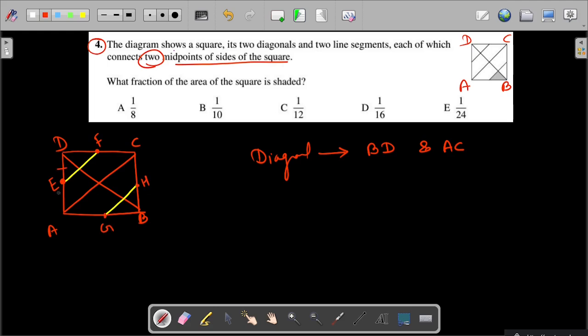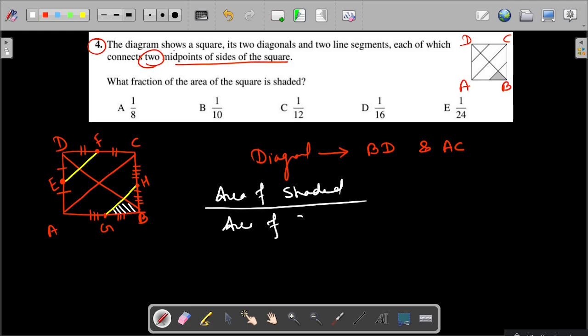So this part is equal to this part. Similarly, this part is equal to this part, and this part is equal to this part. Are you getting this information? It is written clearly that each of which connects two midpoints of sides of the square. So now we have to find what fraction of the area of the square is the shaded. See, this is the shaded area. So now we have to find the area of this shaded region upon the area of the square.